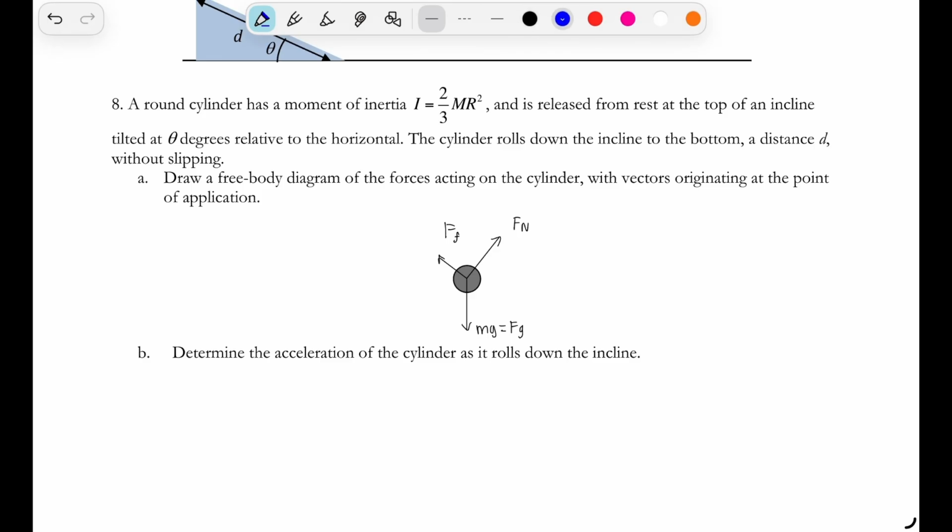And what friction does, this is rolling motion. So friction provides torque for rolling at your point of contact.